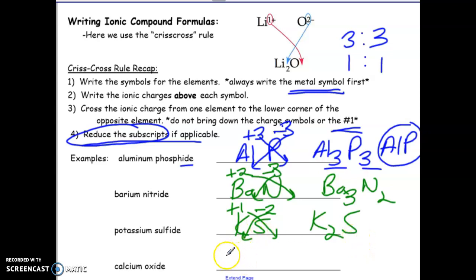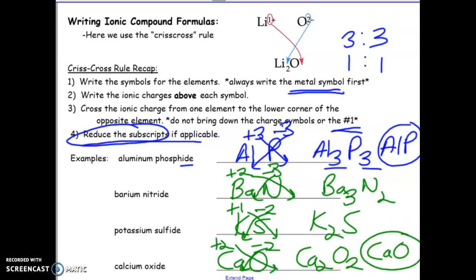Calcium oxide. Calcium is positive 2. It's in group 2. Oxygen is in the same chemical family as sulfur. So this is an example where we have another possible reduction. So Ca2O2 would then just become CaO.